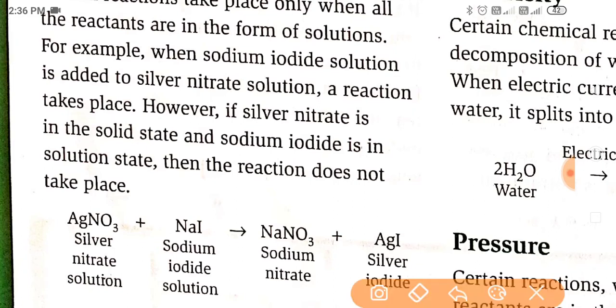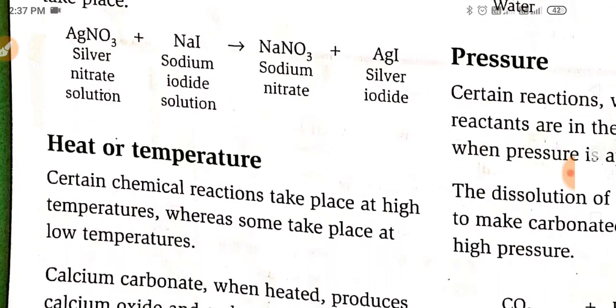So AgNO3, silver nitrate solution, and sodium iodide solution react with each other to form sodium nitrate and silver iodide. Okay, if they are both in solid form, or one of them is in solid form, this reaction does not take place.